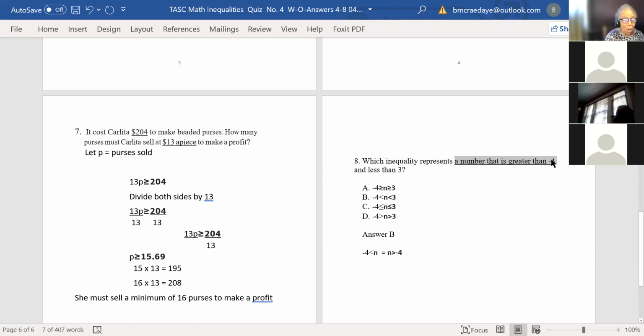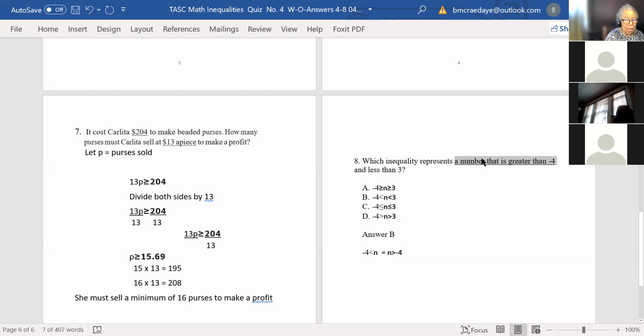But I'm saying that only one expression says n less than 3, and that's B, because A says greater than or equal to 3, C says less than or equal to 3, and D says greater than 3. Only B says n less than 3. And that's what we said.